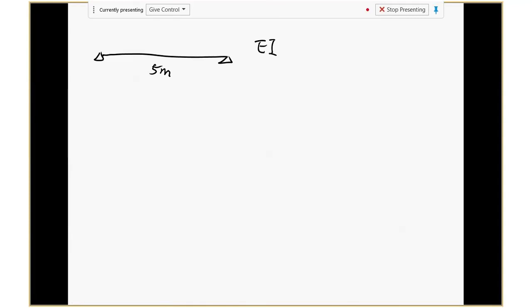Now I apply a moment, let's say M, a pair moment. Let's give it a value: 10 Newton meter. So when I apply this 10 Newton meter to this beam, how much deflection am I getting in this beam? Or what's the maximum deflection?